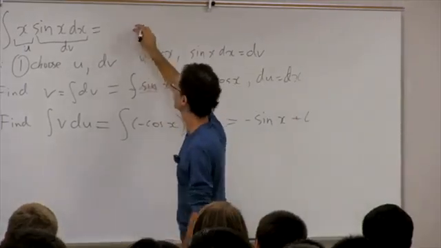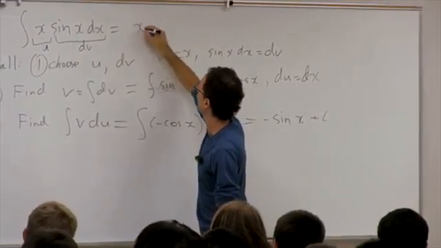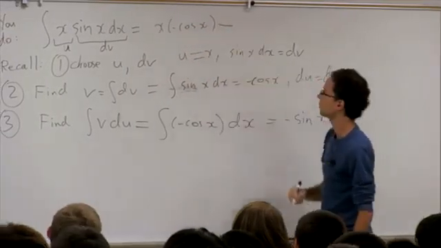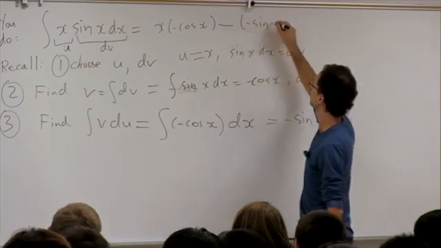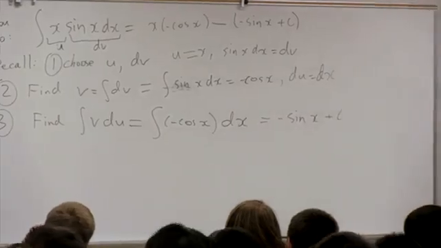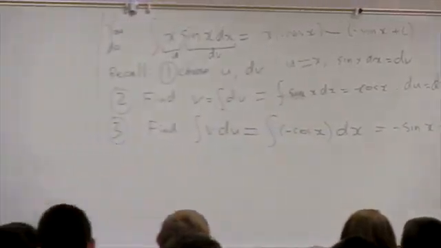And now you have the actual formula. So uv is simply x times minus cosine x, minus this integral we computed here, which was minus sine x plus a constant. Okay, I hope that's what most of you got.